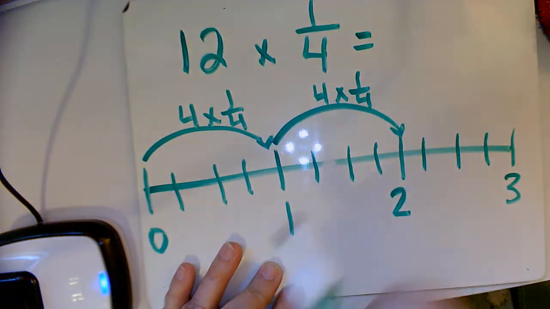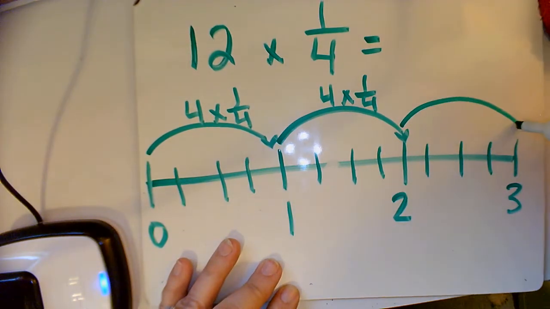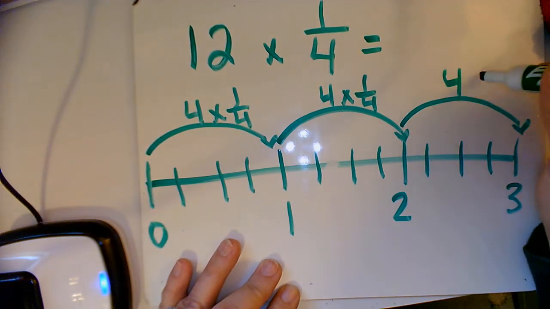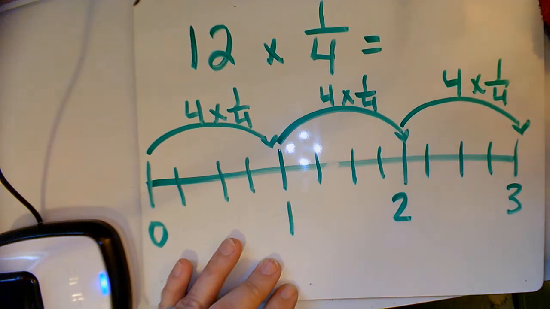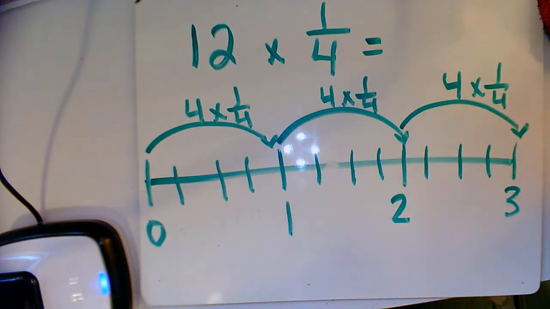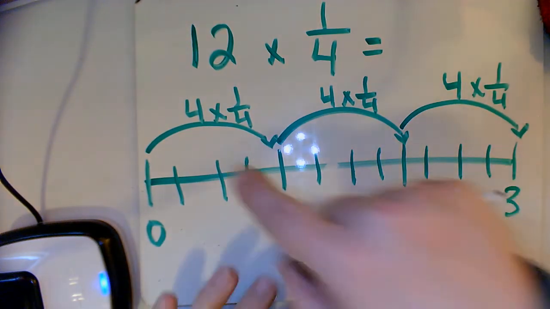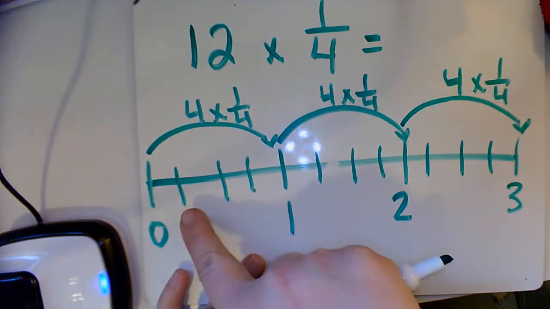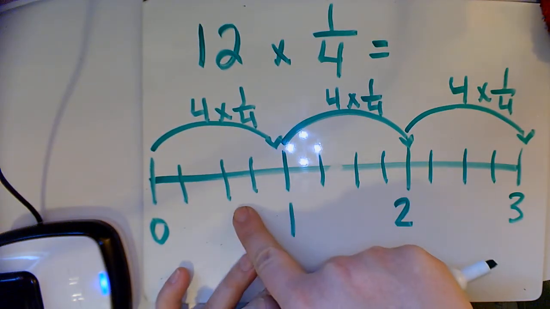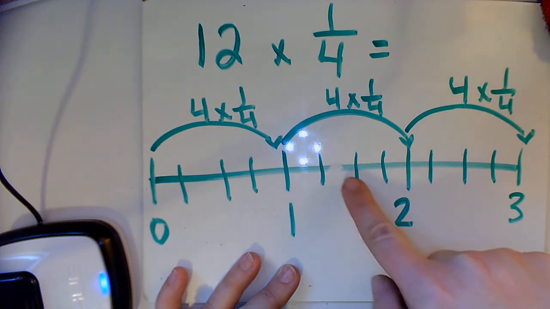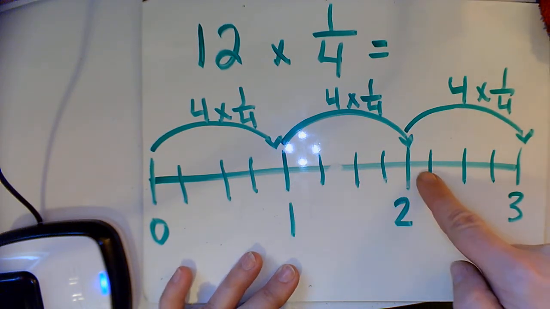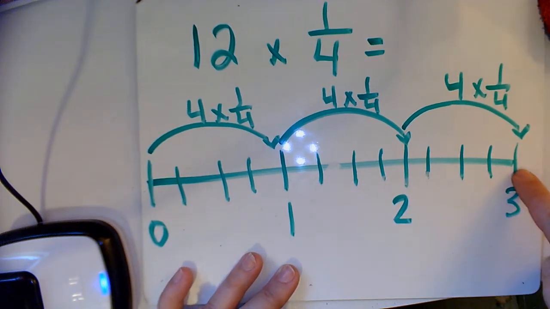4 plus 4 gives me 8. If I did 4 more, that's going to give me 12. So 12 copies. 4, 8, 12. You could even count. There's 1, 2, 3, 4, 5, 6, 7, 8, 9, 10, 11, 12.